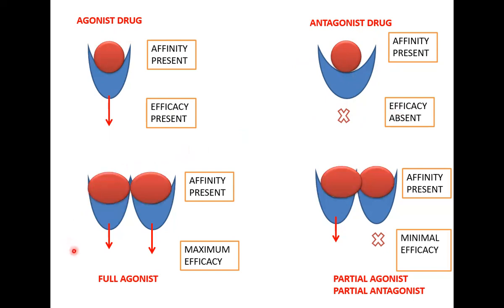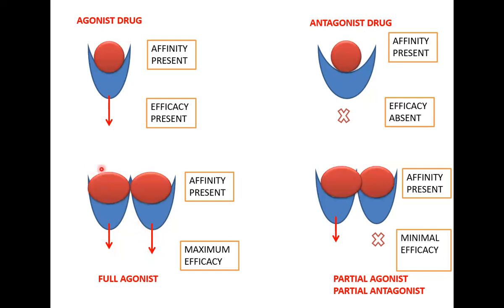Now, the concept of full agonist. Suppose that this is one receptor and this is one ligand. Now, when the ligand comes, it is able to bind to both sides of the receptor, so definitely there is affinity present. But one thing is that both of the receptor sites here are having an effector domain to cause the intrinsic activity.